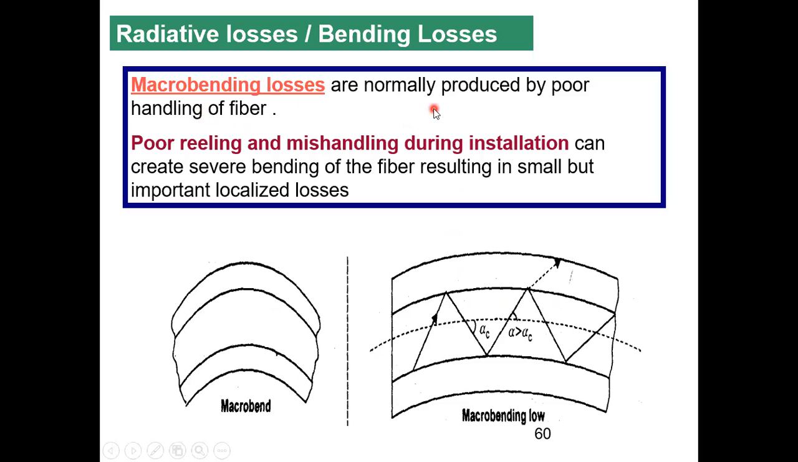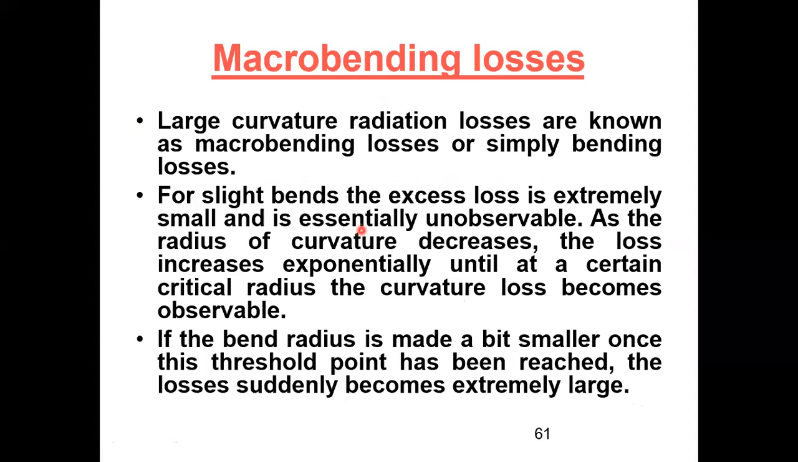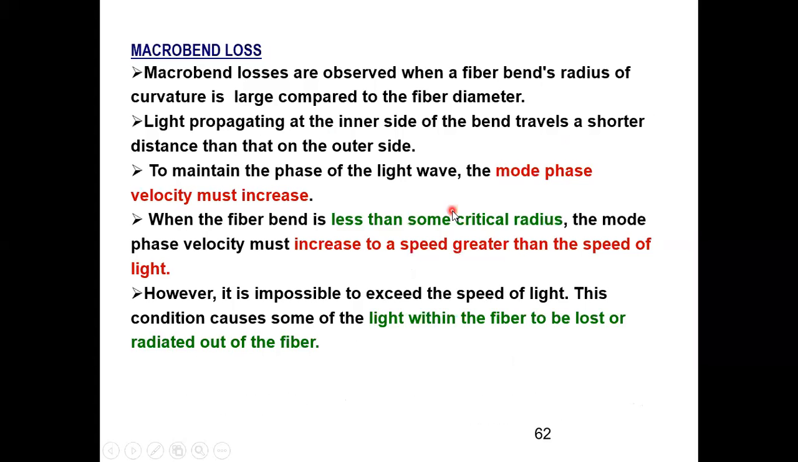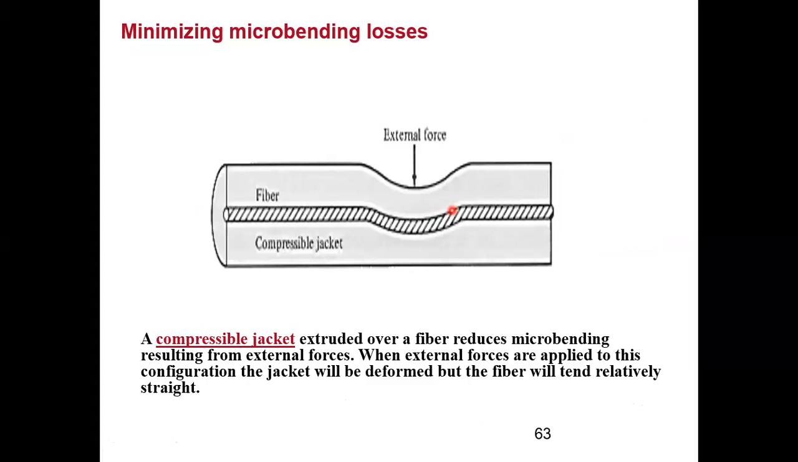So macro bending losses are normally produced by poor handling of the fiber, because when I'm laying down the fiber, if I'm not doing it in a proper way, macro bending losses might arise. So poor reeling and mishandling during installation can create severe bending of the fiber, resulting in small but important localized loss. Large curvature radiation losses are known as macro bending loss. This is all I have told you. Micro bend, macro bend, I have told.